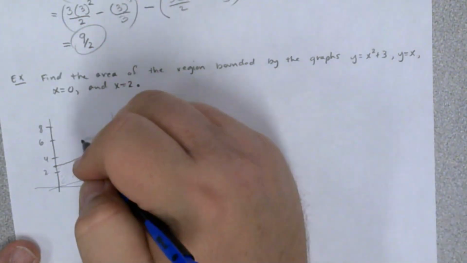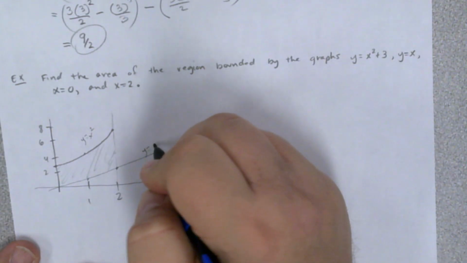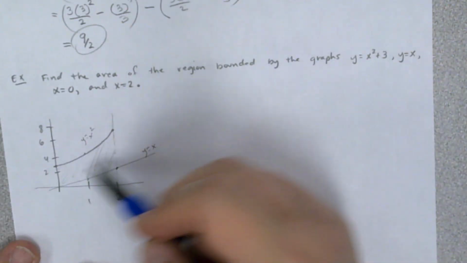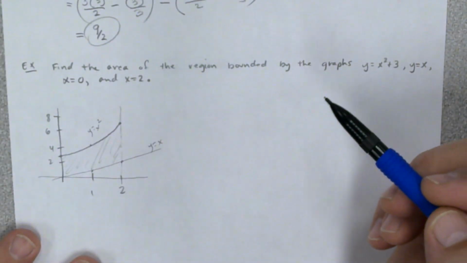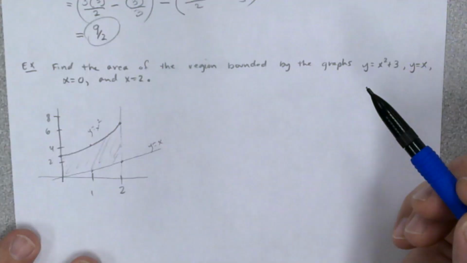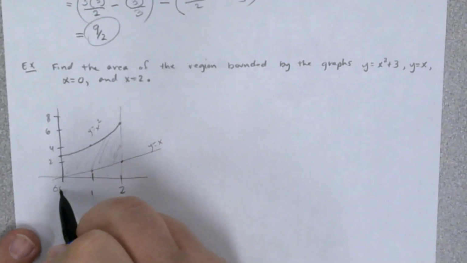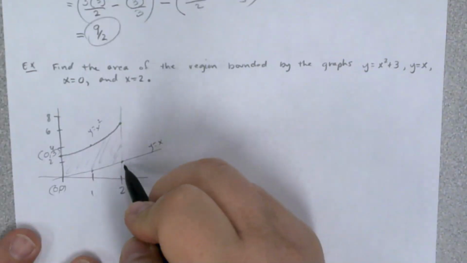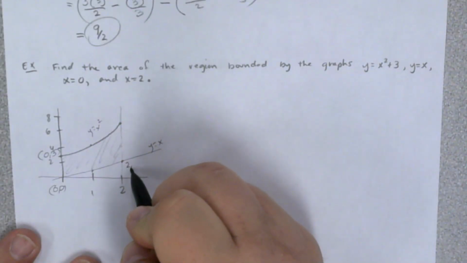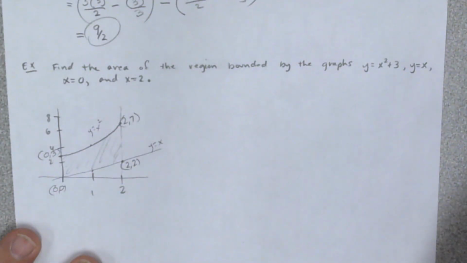So this right here is y equals x squared, x equals 2, y equals x. And so that's the region I want right here. And so I need to find all of these points of intersection. So I need to know this one, which is (0, 0). This one is (0, 3). This one is (2, 2). And this one is (2, 7). We know those because that's how we got it when we graphed it.